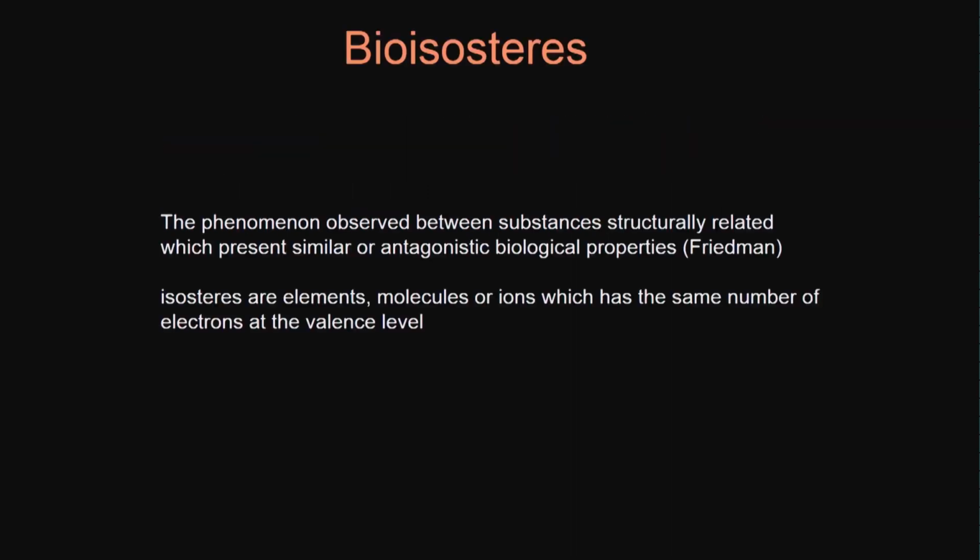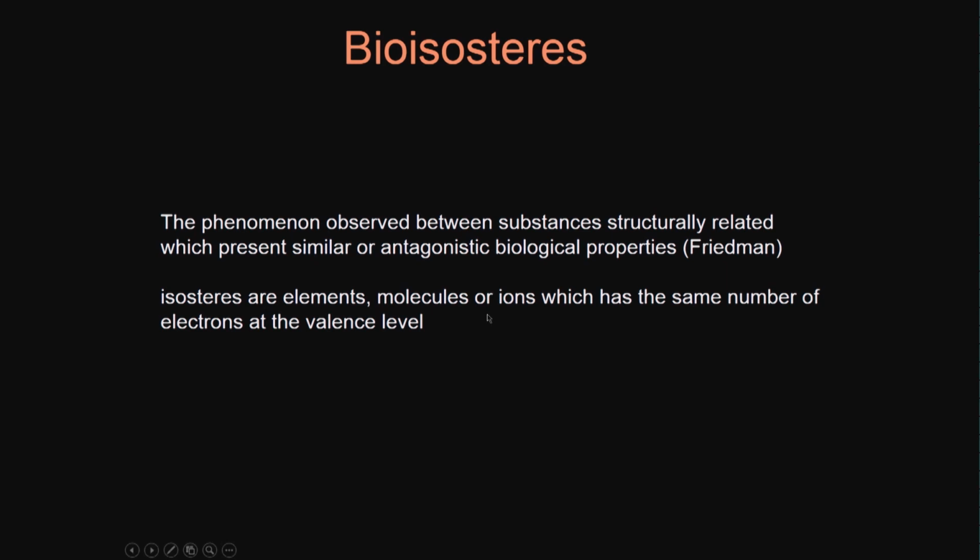Okay, let us look at another important subject, that is called bioisosteres. Okay, what is this bioisosteres? This is the phenomenon observed between substances structurally related, okay. So when they are structurally related, they will have similar or antagonistic biological properties. This is what is called bioisosteres. So if they are structurally related, chances are they will exhibit similar biological property. So these isosteres are elements, molecules or ions which have the same number of electrons at the valence level, okay.